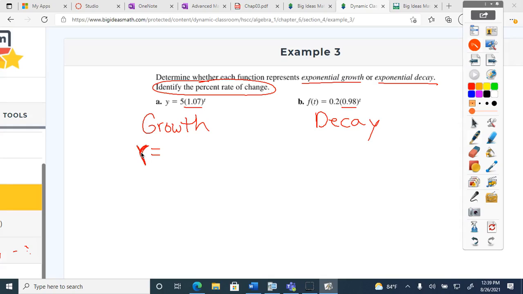So 0.07 would be what as a percent? 7%. And all I'm looking at is how much more than 1 it is. That's all you're looking at. Everybody see that? Okay? But on the decay, now you're not looking at how much more than 1 it is. You're figuring out how much less than 1 it is. So how much less than 1 is that?